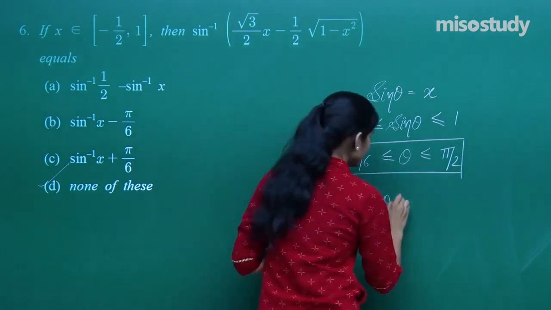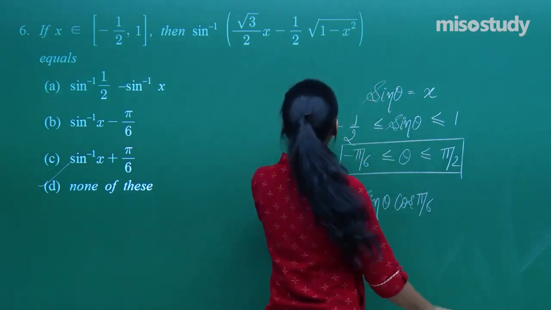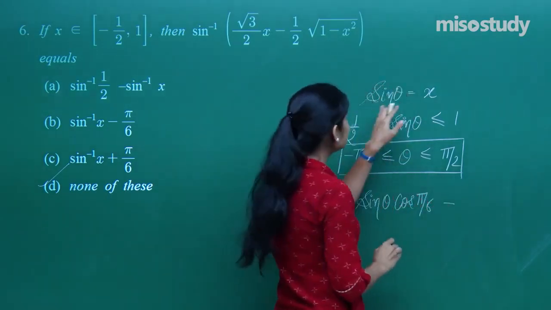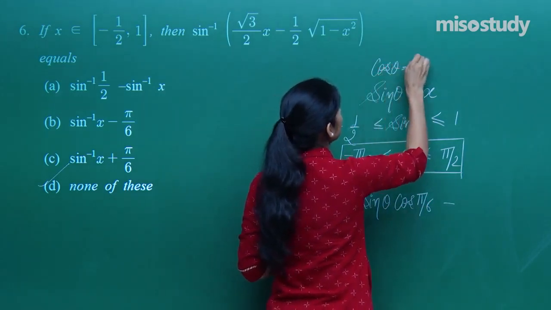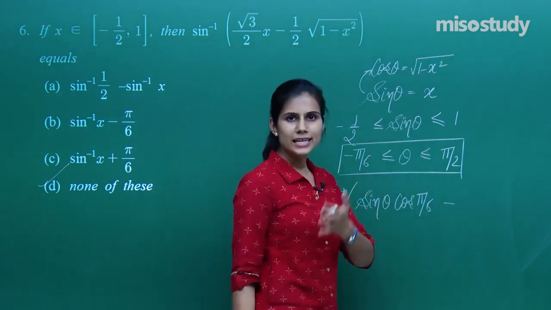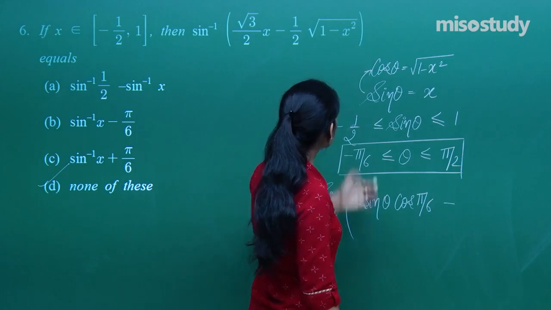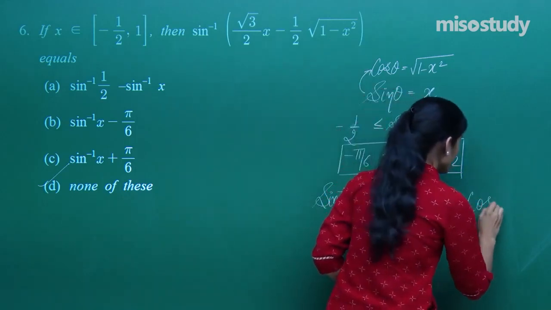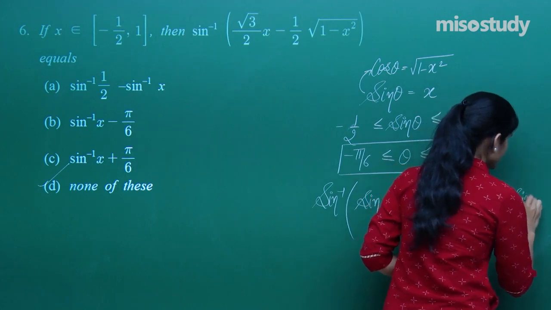Root 3 by 2 can be written as cos pi by 6, right? Then you have minus. If sine theta is x, we know that in trigonometry we have done cos theta is under root 1 minus x square, because sine square theta plus cos square theta is 1, that is why. So over here, under root 1 minus x square is cos theta, and 1 by 2 is what? Sine pi by 6.